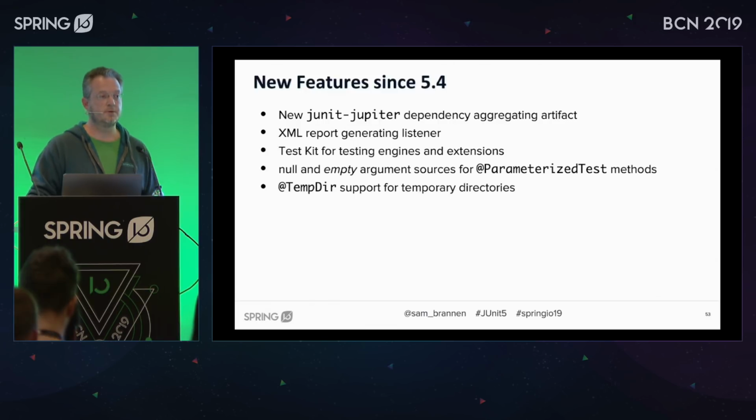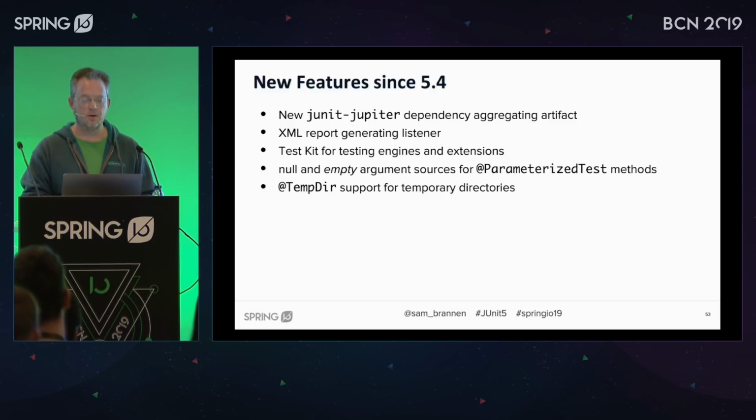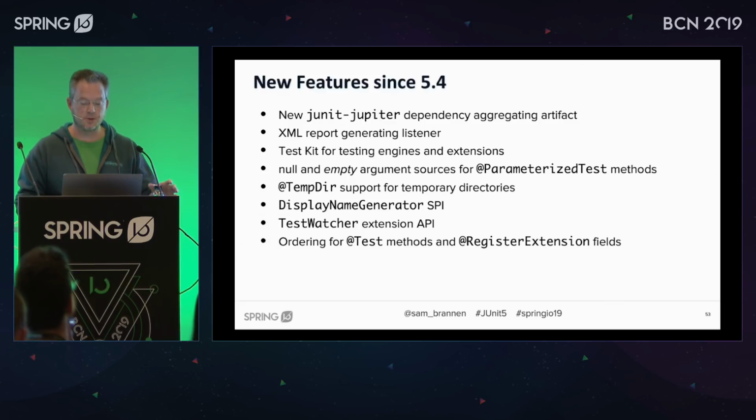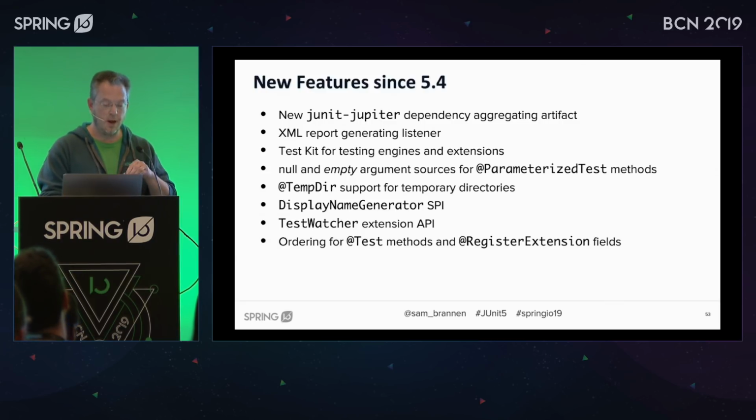TempDir support, so that was very popular, requested. There's support for that in JUnit 4 with the rule, and now we have support for that in JUnit Jupiter since 5.4. So you can basically have a TempDir injected as a Path or as a File, and you can work with that in your constructor or your test methods, etc. And then JUnit will clean it up for you afterwards. So basically just deleting the directory. That's all these. Ordering for tests. You can also order the extensions if you're registering them with @RegisterExtension via fields via the @Order annotation.